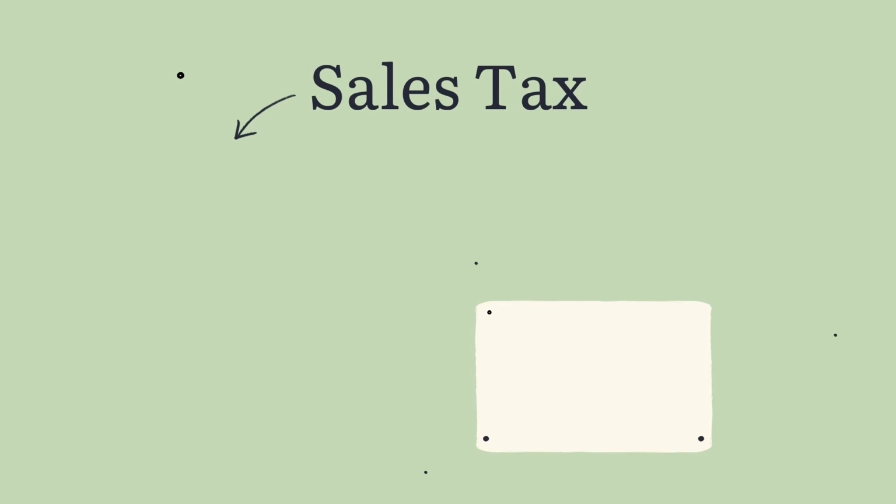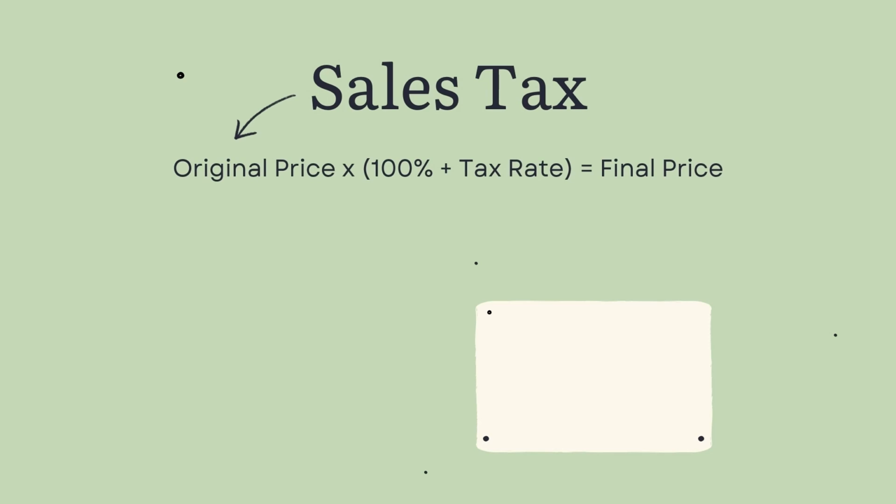Okay, so next topic is sales tax. This is the tax paid on spending. It is included in the price paid for most articles. In many countries, some articles are free from sales tax, for example, children's clothing. And to find the final price after the sales tax, the formula is to multiply original price by 100% plus the tax rate.